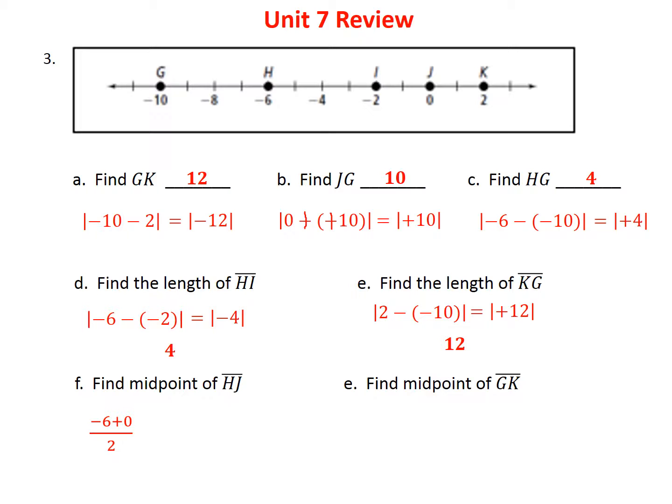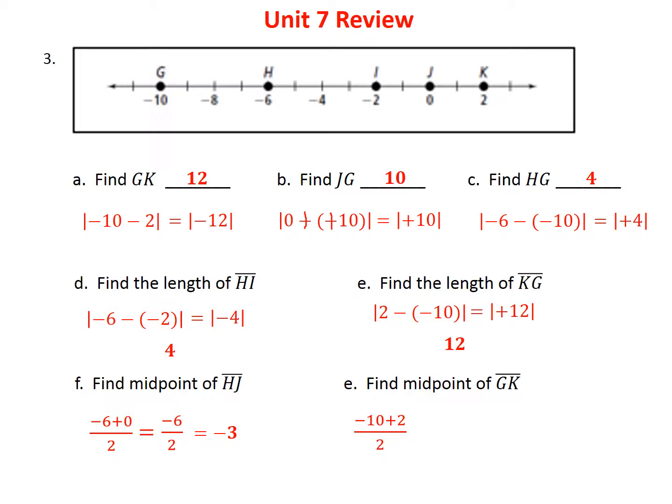H and J, here we're finding the midpoint. Well, to find the midpoint between 2 points, we simply add them together and divide by 2. It's kind of like finding the average. So minus 6 plus 0 is minus 6, and so minus 6 divided by 2 is negative 3. And if you look up on your number line and find H and J, and try to find what's the middle, minus 3 is the middle.